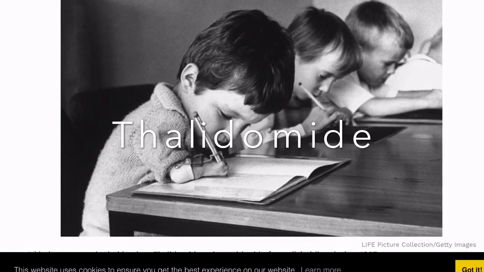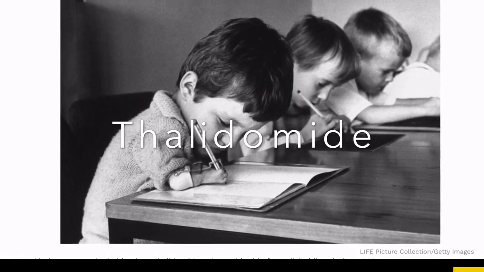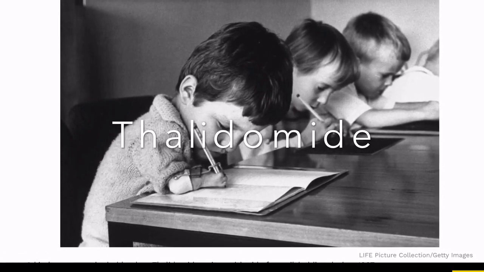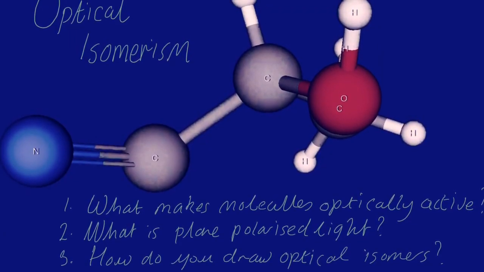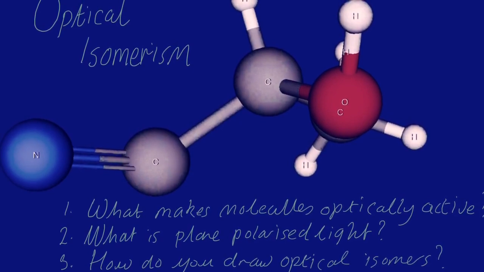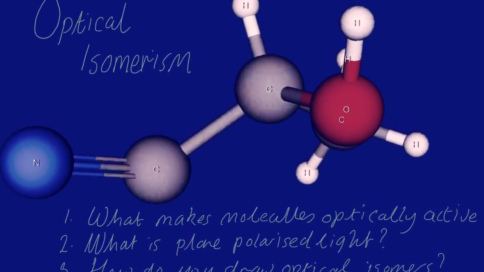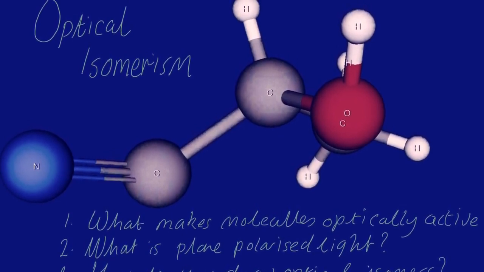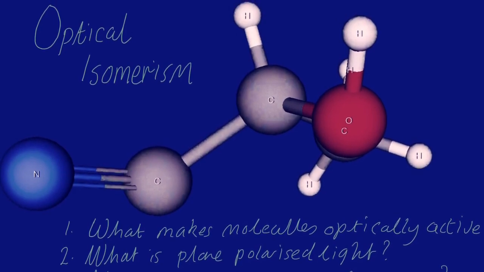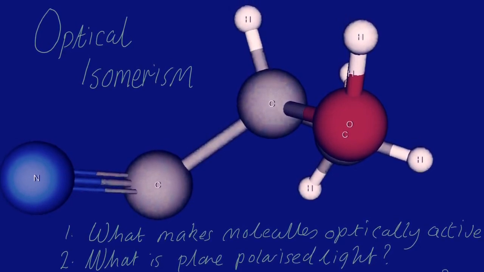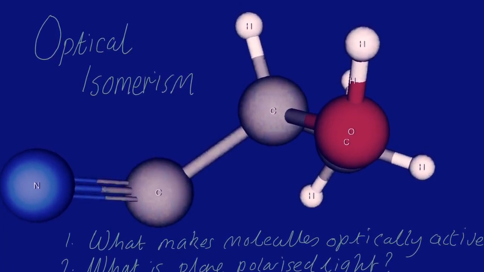To understand stereoisomerism, first of all we need to study the concept of optical isomerism, which follows next. In this video, we're going to look at what makes molecules optically active, what is meant by plane polarised light, and how you actually draw enantiomers. Finally, we'll look at the story of the tragedy of thalidomide, how it can be avoided, and how the drug has been remastered as an important anti-cancer drug.